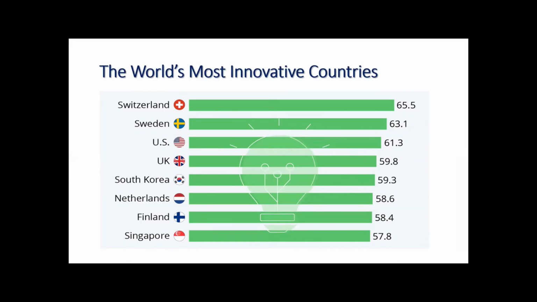Now, these are the most innovative countries in the world, according to the innovation index. And you can see that USA is not number one in innovation, but not very far away either, because number one is Switzerland, which is 65%, and number three, the US, is 61.3%.